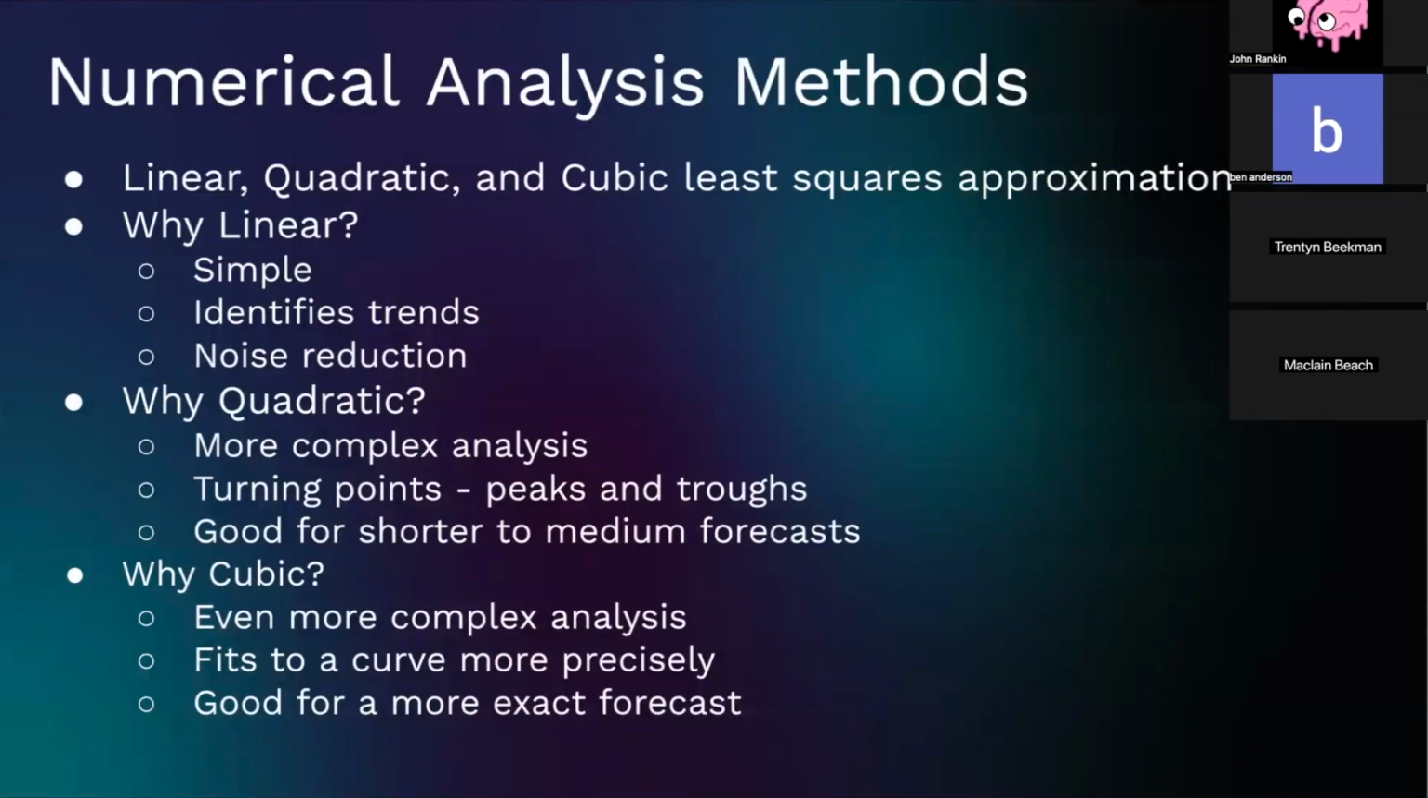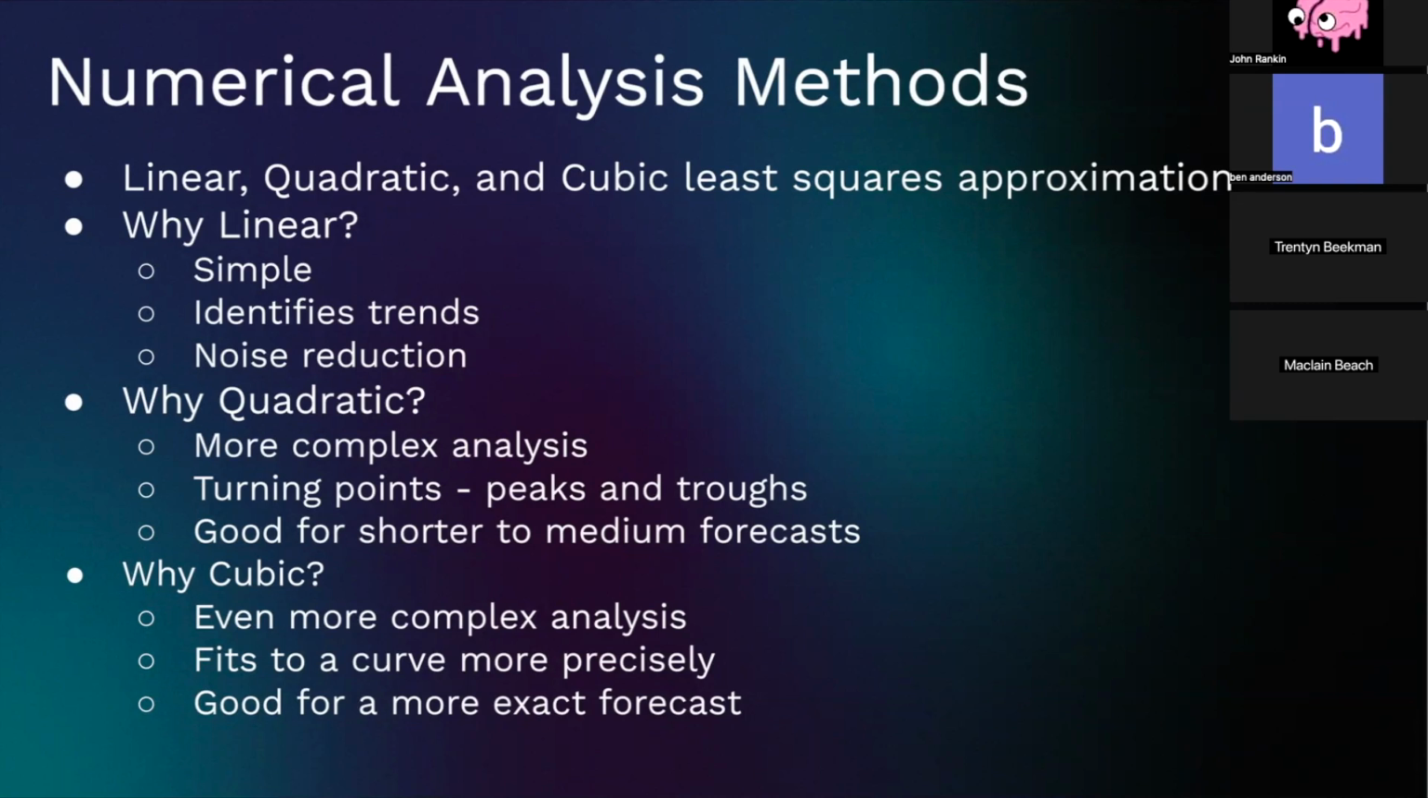So for our numerical analysis method, we use linear, quadratic, and cubic least squares approximation. The reason we use linear was because it's simple. It simply shows an upward or downward trend, and there's reduced noise. It makes it pretty easy to understand.